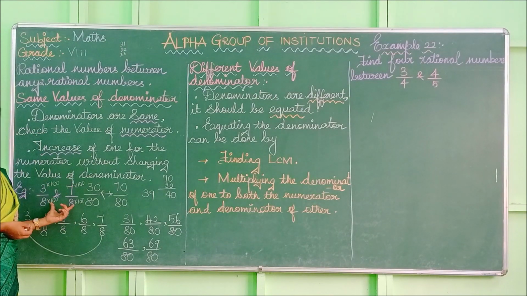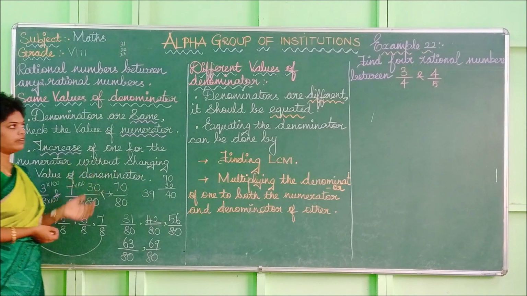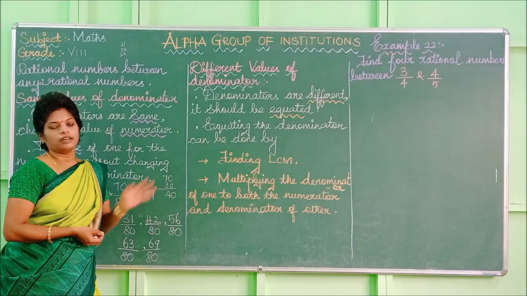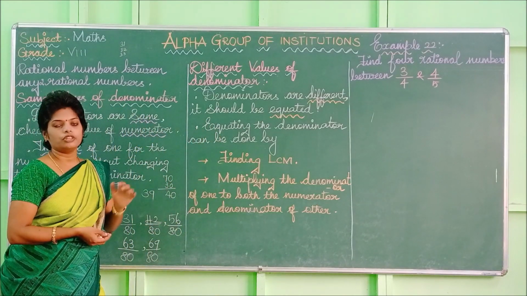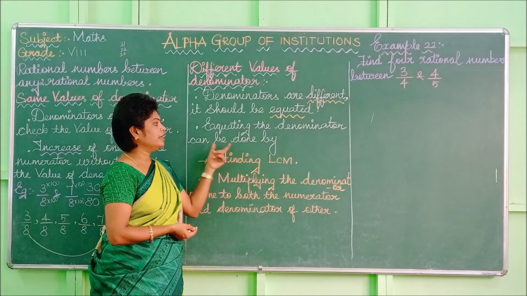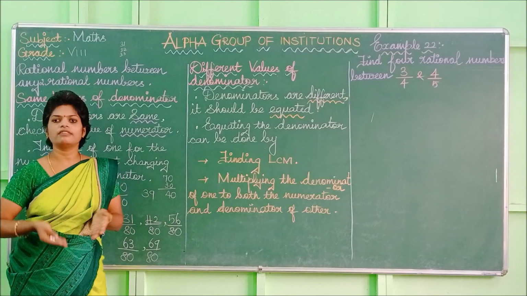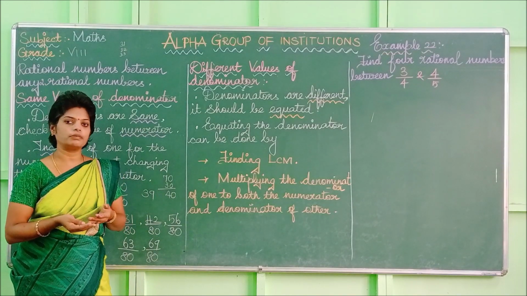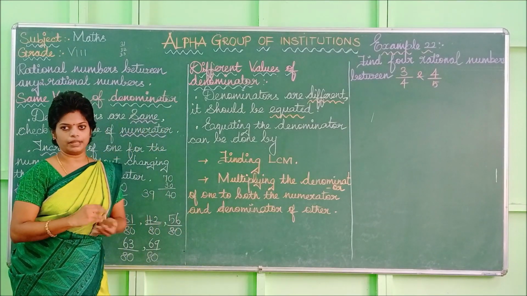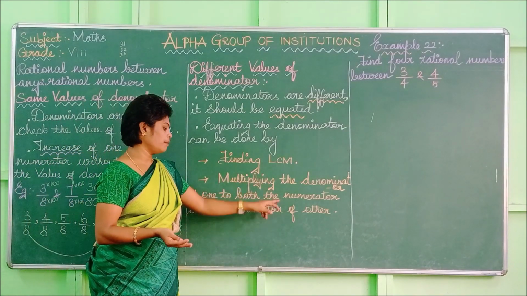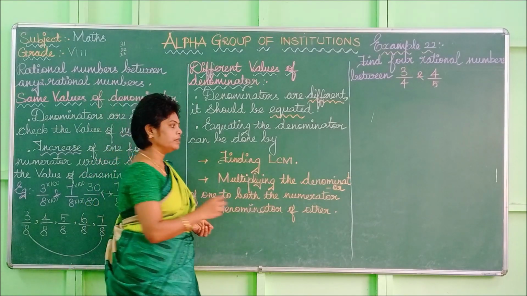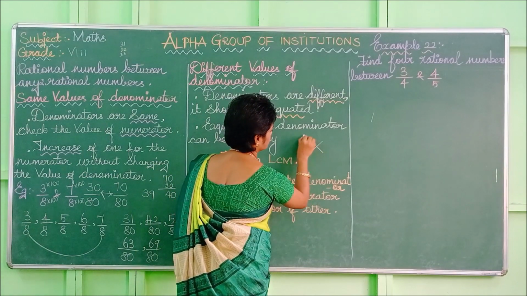If our denominators are different, what will we do? The denominators are different, so they should be equated. You have to equate them first. Equating the denominators can be done by finding the LCM. Either you can use the LCM method, or else multiply the denominator of one to both the numerator and denominator of the other. That means the cross multiplication method.